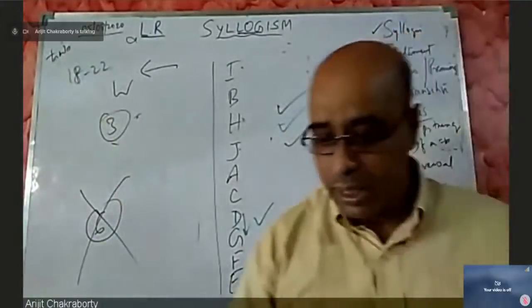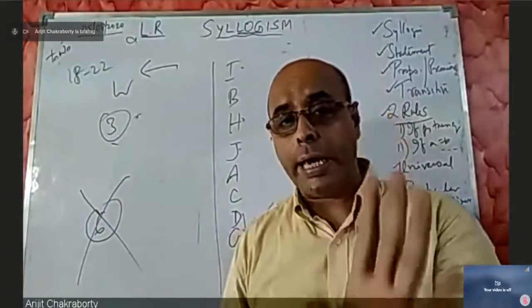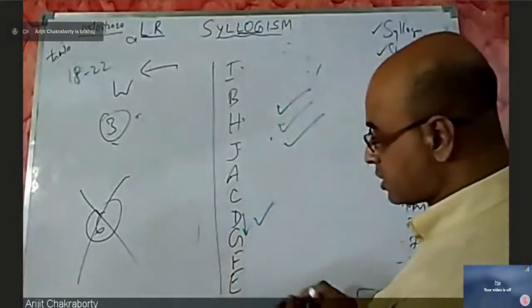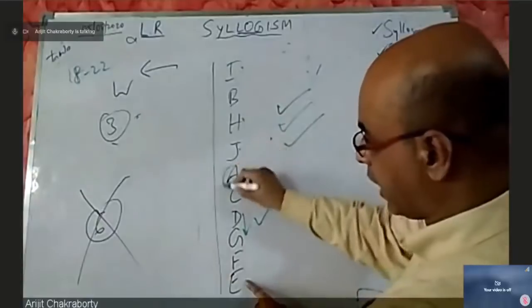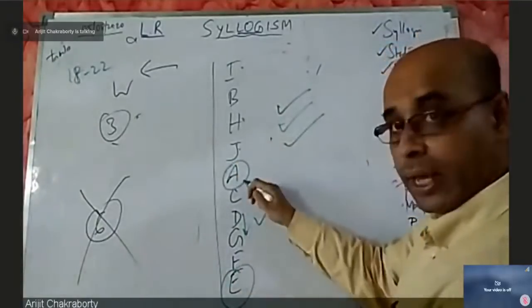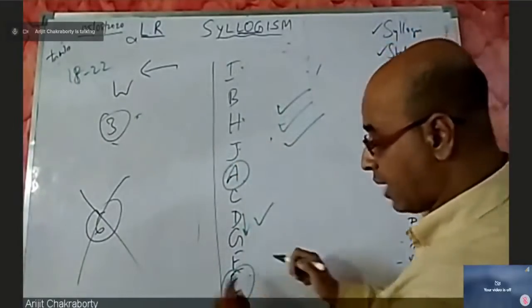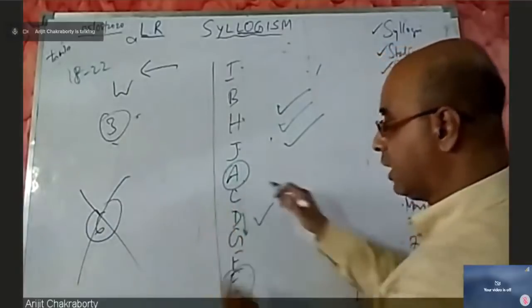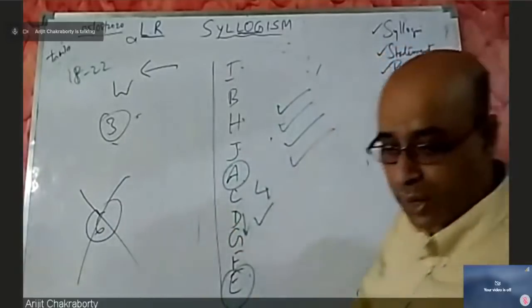Condition done. There are 4 persons between A and E. A is here. E is here. We have F, G, D and C. So 4 persons. Condition satisfied.